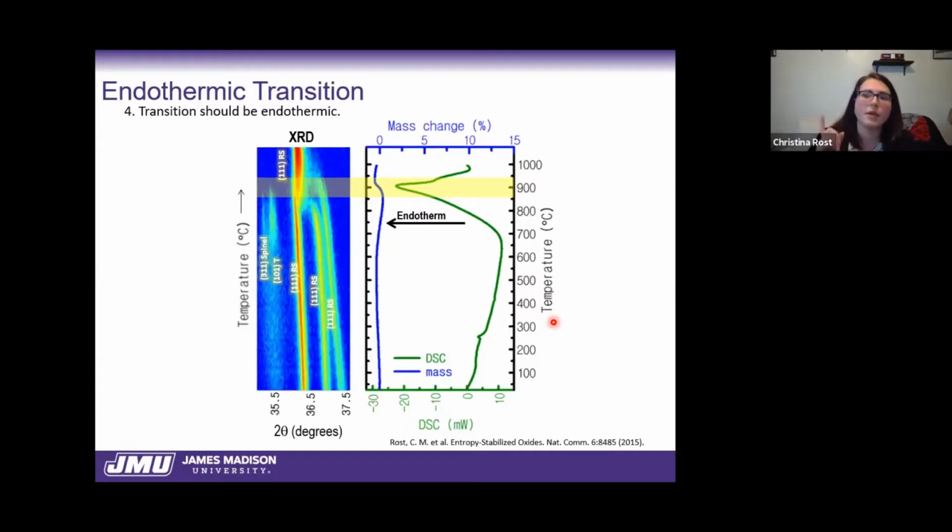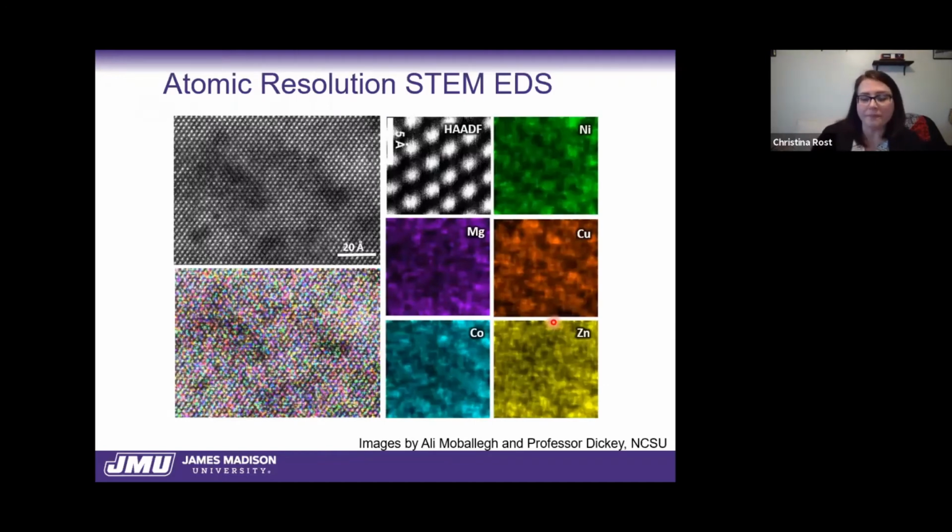But there's one point that I've completely missed, that I have not even brought up, and that was the fact of how are the cations actually ordered or disordered within the structure. I did not show you yet that this was in fact a solid solution. I just assumed it was. But through atomic resolution STEM EDS, done by my colleagues at NC State, we can see that there's really no evidence of elemental clustering in the system.